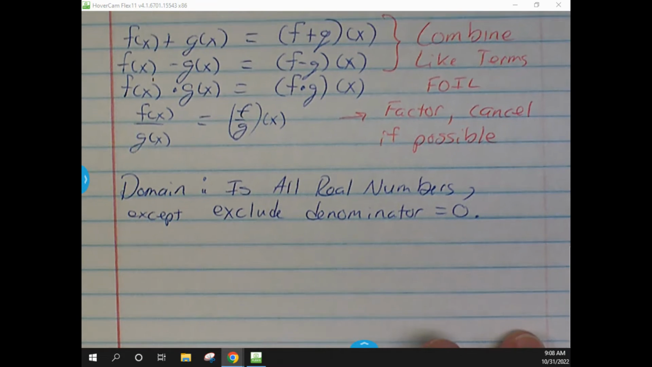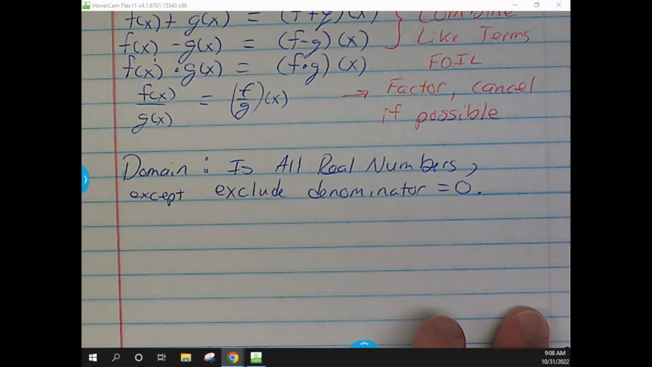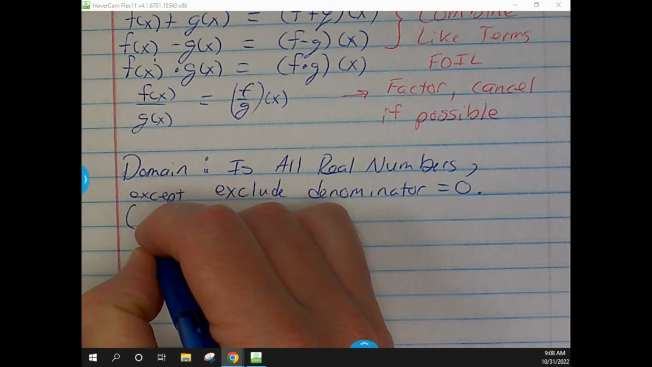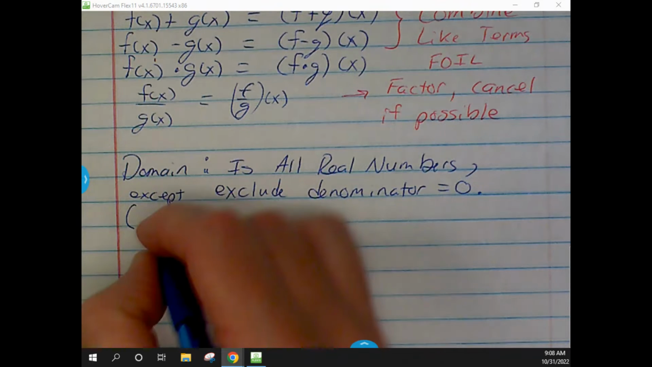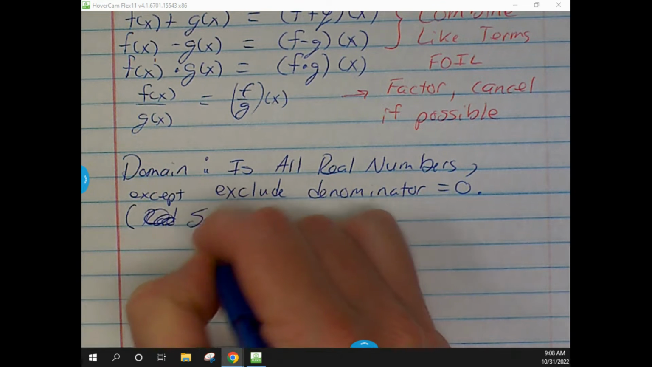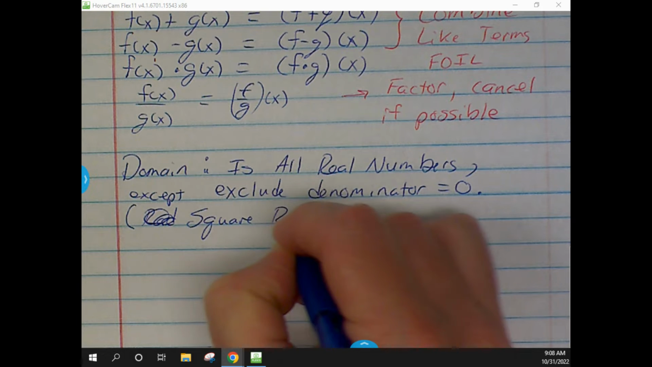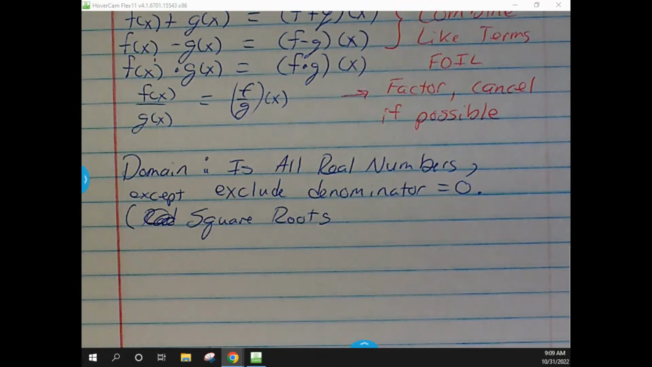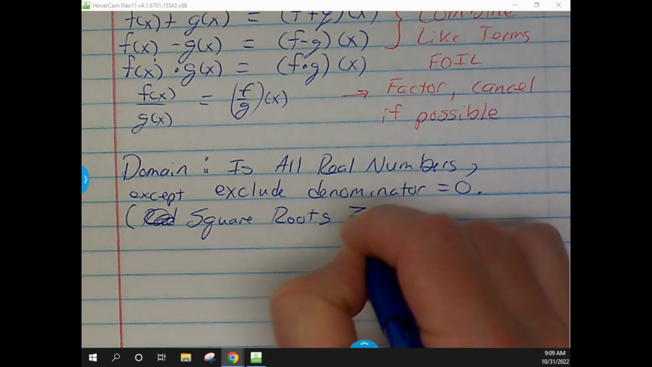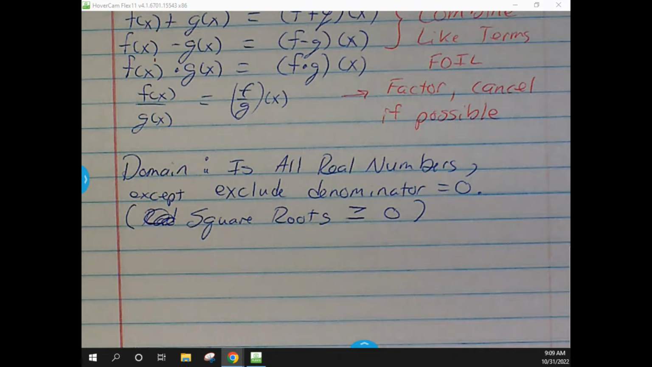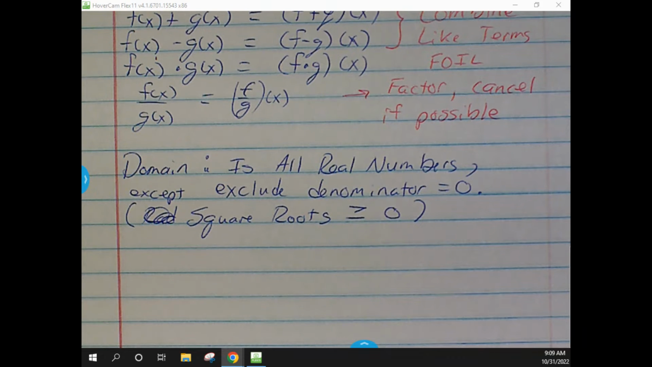Okay. Now, one other thing that might pop up, since we're talking about rationals, let's actually just say square roots, because third roots are okay. They may throw a few square roots at you. For anything square root wise, you're going to have to make sure that it's greater than or equal to 0. I just don't know how many square roots we'll get in there, but we're going to mix it in a little bit.